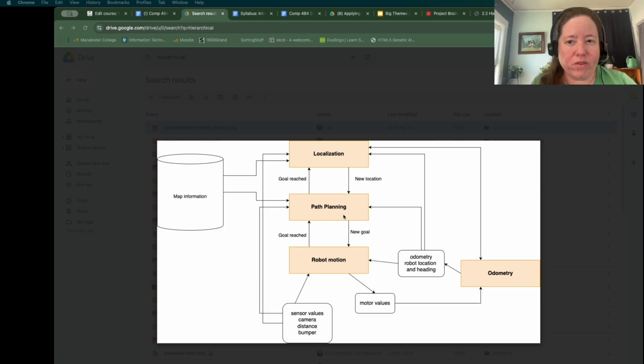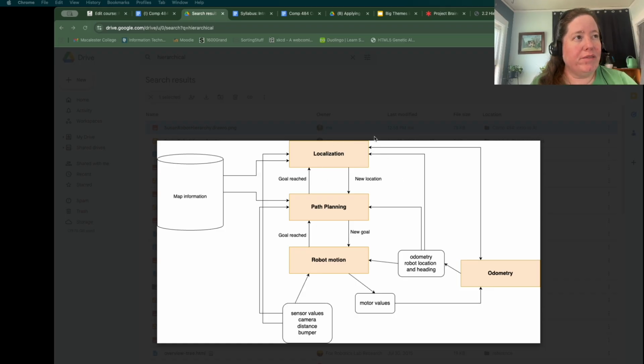At a higher level, there's a path planning agent. This knows where the robot is supposed to be going long term. It has access to a map. It plans a route. It interacts with the robot motion in order to determine if the robot is actually executing the plan. And it will replan if it discovers that the robot is not where it thinks it is.